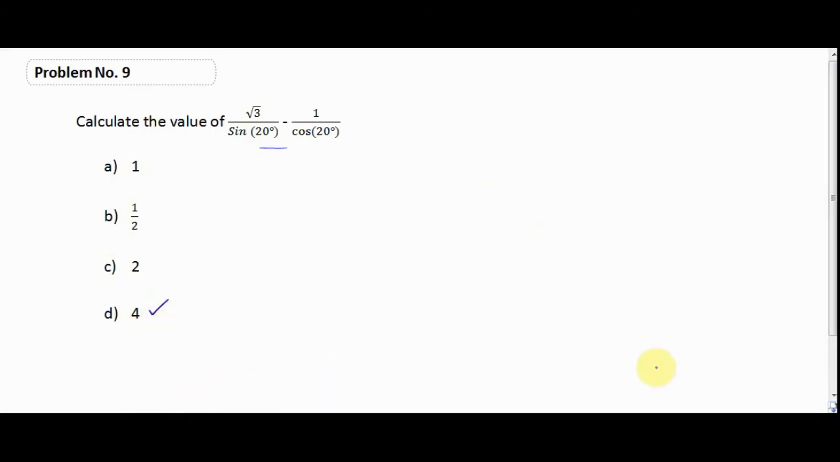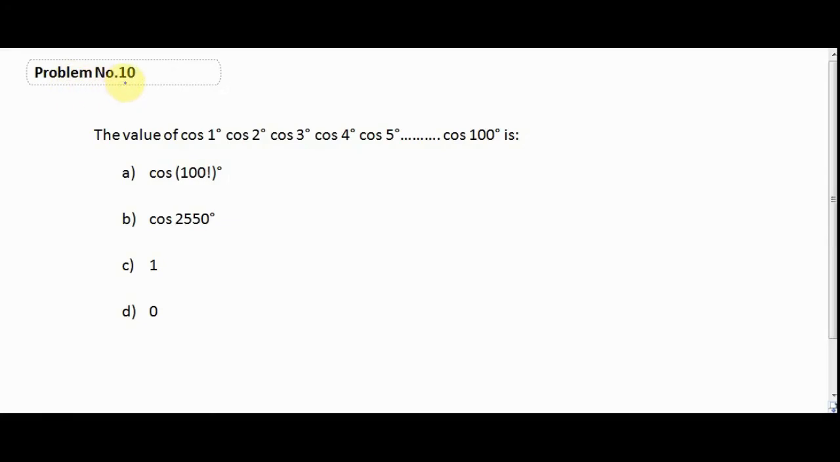Now let's move on to problem number 10. The value of cos 1 degree into cos 2 degree into cos 3 degree and so on, up to cos 100 degree is? We are asked to calculate the value of the product containing these 100 cosine terms. So just pause the video and try to think about the answer. What will be the answer?